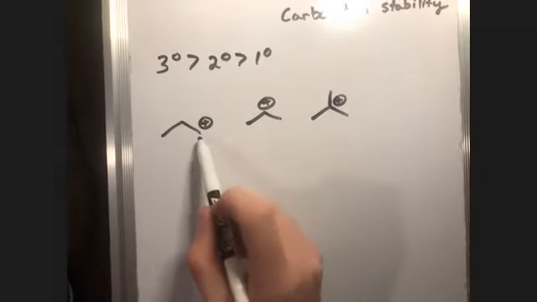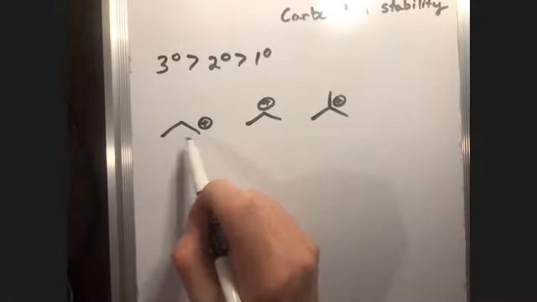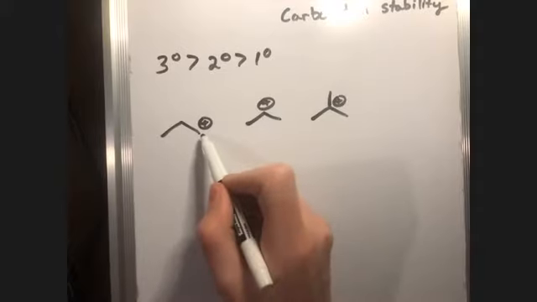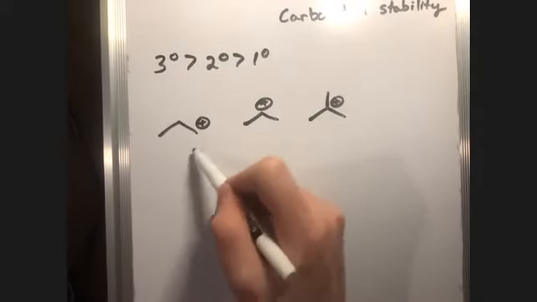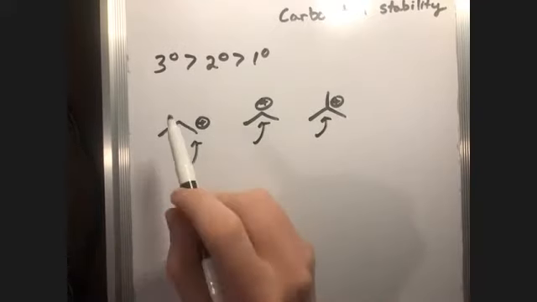So this is primary, because to determine it, you just count the number of carbons that are bound to the carbocation, which is the carbon with the positive charge. So that is this one, or this one, or this one, depending on which molecule you're looking at.